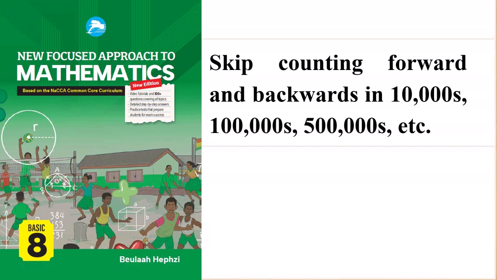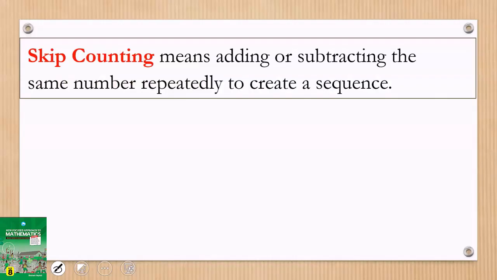This is the revised edition. And in this video, we're looking at skip counting forward and backwards in thousands, in 100,000s, in 500,000s, etc. Now, talk of skip counting. What is it all about? Skip counting simply means adding or subtracting the same number repeatedly to create a sequence. You are adding or subtracting the same number repeatedly to create a sequence.